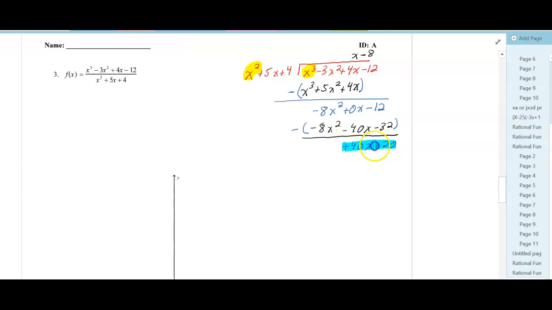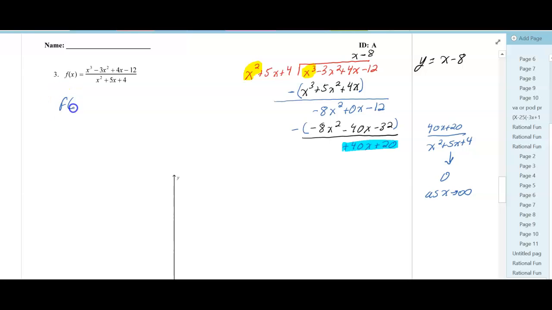This that I'm highlighting in blue is the remainder, meaning it's 40x plus 20 over x squared plus 5x plus 4. That's the remainder. That remainder is going to go to 0 as x goes to infinity. So the slant asymptote for this particular problem is y equal x minus 8. There are other ways you could have found the slant asymptote in this particular problem.